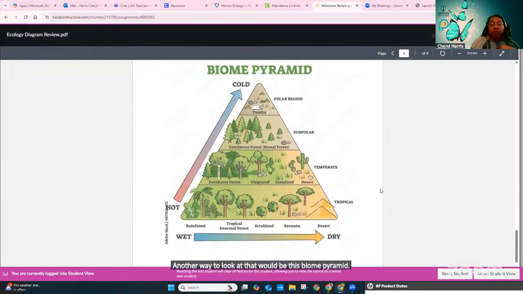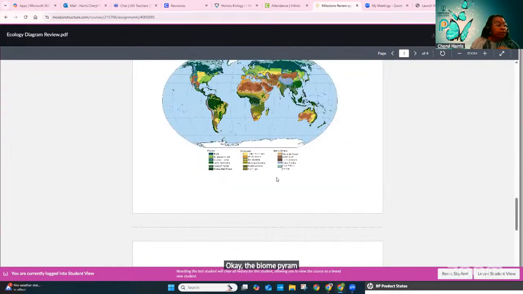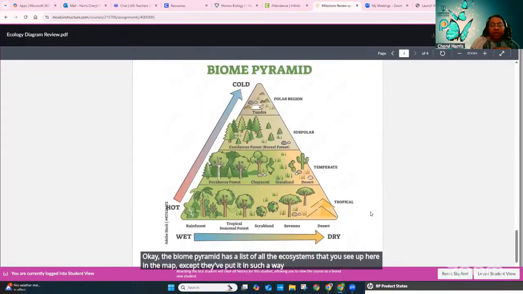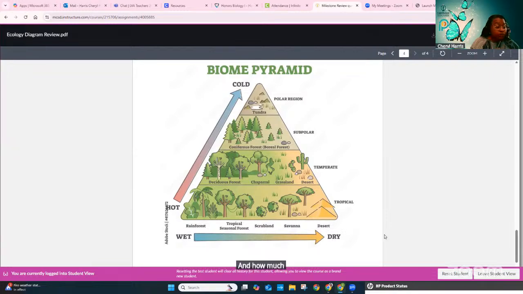Another way to look at that would be this biome pyramid. The biome pyramid has a list of all of the ecosystems that you see up here in the map, except they've put it in such a way to relate the temperature. So again, it's defined by temperature, that's our hot to cold, and how much water it gets, that's our wet to dry. That's what this pyramid is showing you.